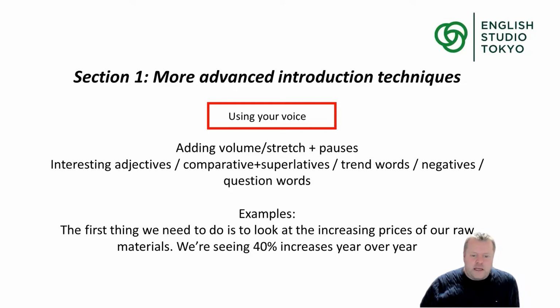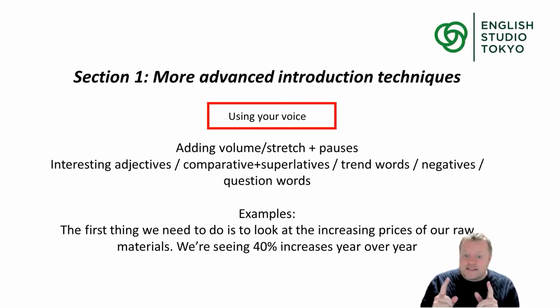The first thing we need to do is to look at the increasing prices of our raw materials. We're seeing 40% increases year over year. Okay, so which ones? First, yeah, that's an exciting word. The first thing we need to do. Increasing, that's a trend word. Increasing prices, that's a trend word. Emphasize.